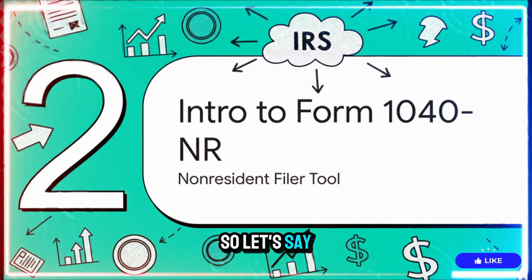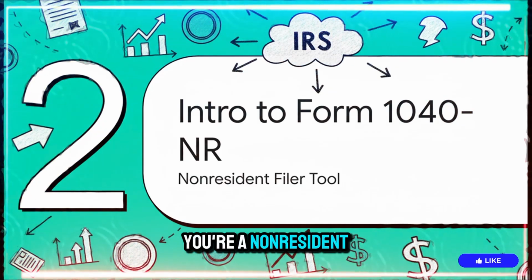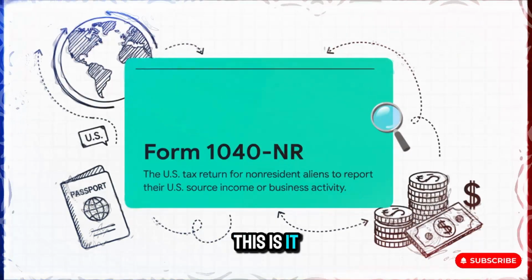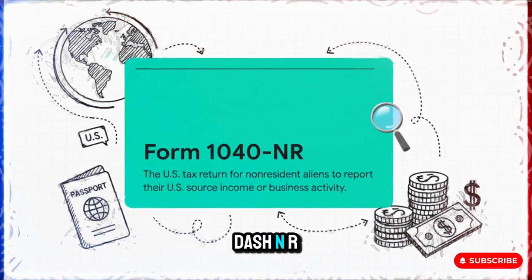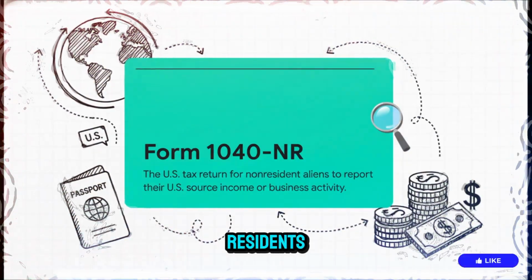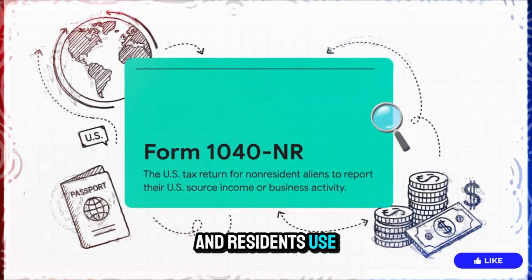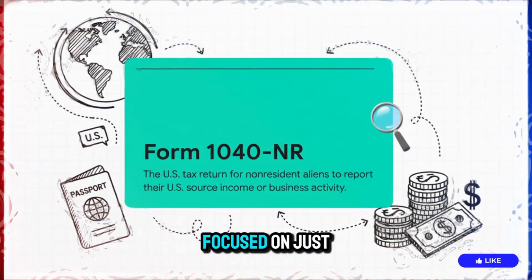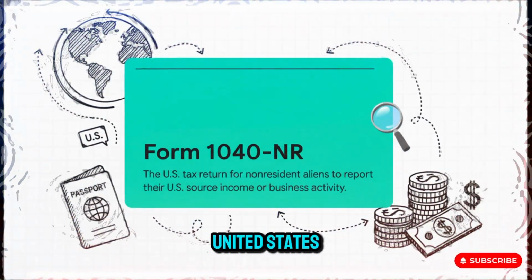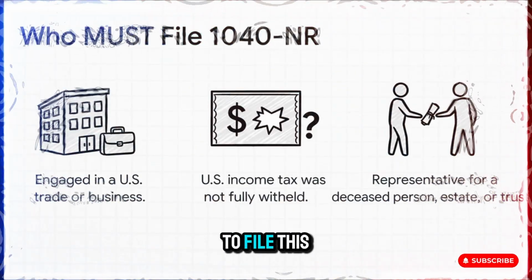Okay, so let's say you've gone through the tests and, yep, you're a non-resident alien. Well, now you know your tool. This is it, Form 1040-NR. This form is built from the ground up just for non-residents. It's totally different from the regular Form 1040 that citizens and residents use. Why? Because it's laser focused on just one thing, the part of your financial life that happened right here in the United States.